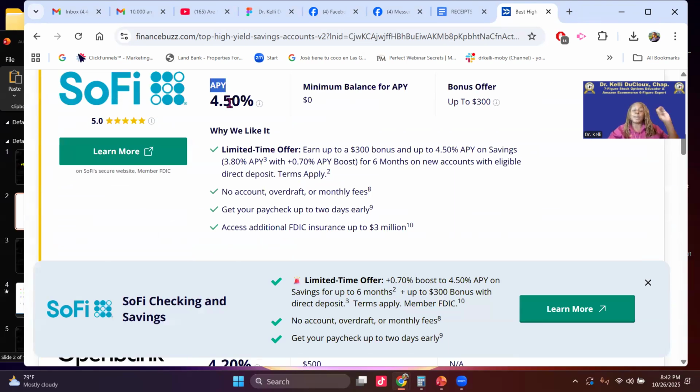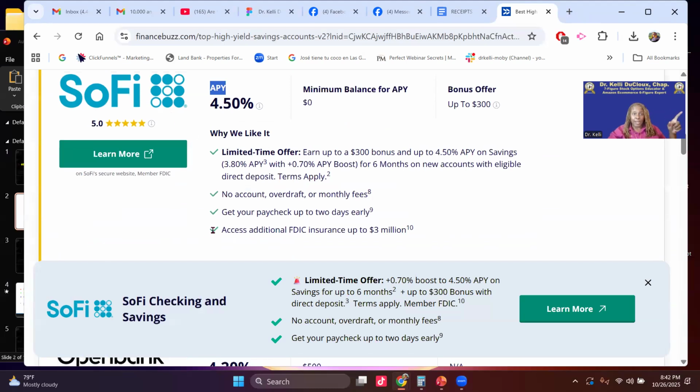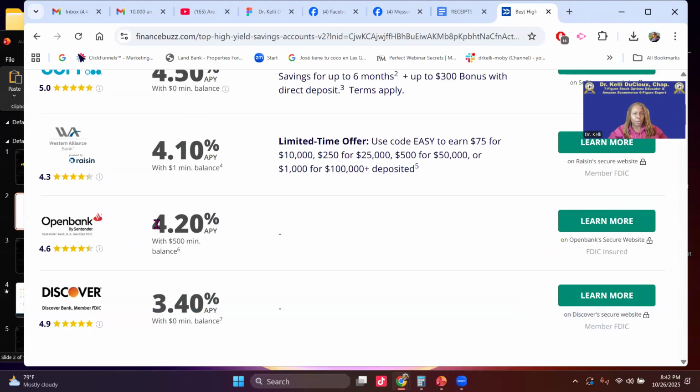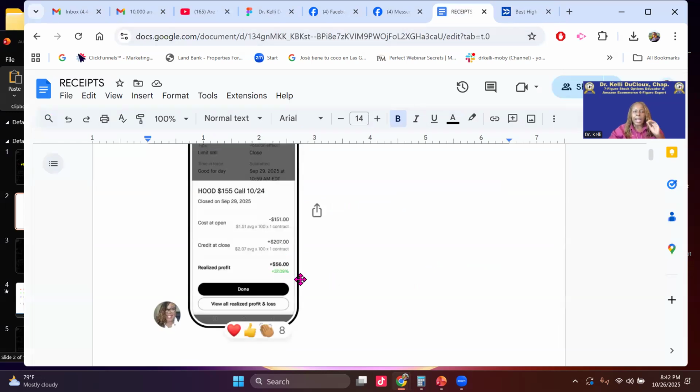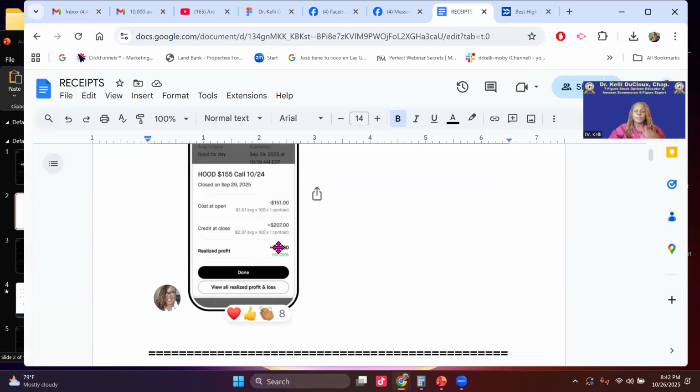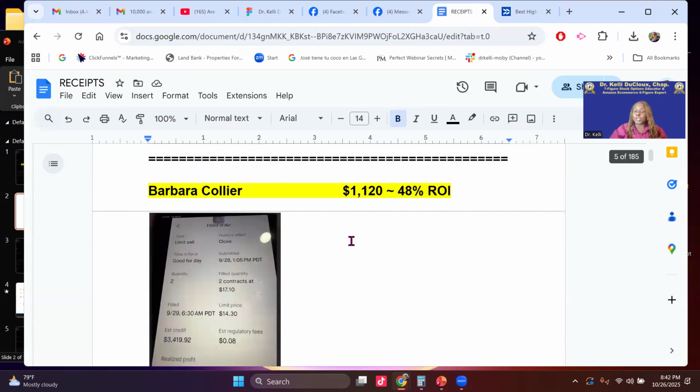That means you have to leave your money in the bank, SoFi, or Discover, or Open Bank, or Western Alliance, or again, SoFi. You have to leave your money in there for a whole year. And then at the end of a year, they're going to give you 4.5%. But with my receipts with my clients, I show them how to make this kind of percent usually in a month or less. The minimum amount I tell my clients all the time you should be making is 12% a year.